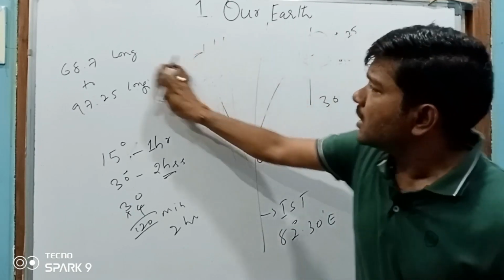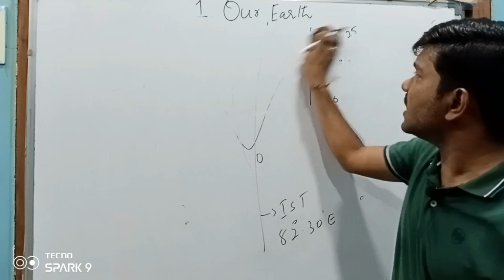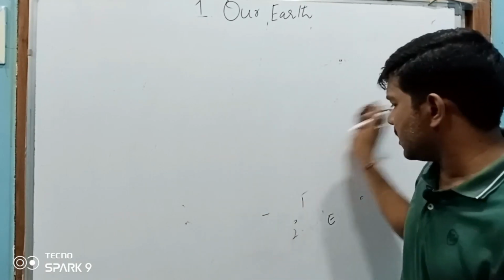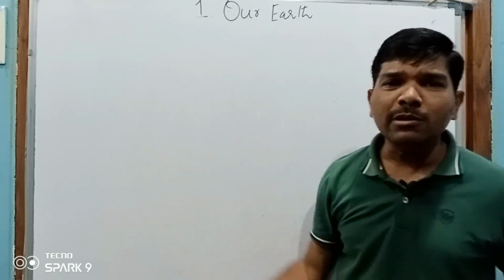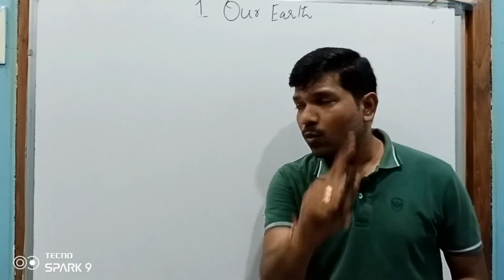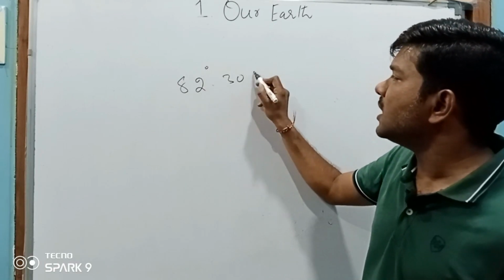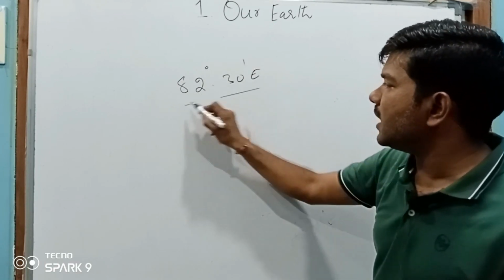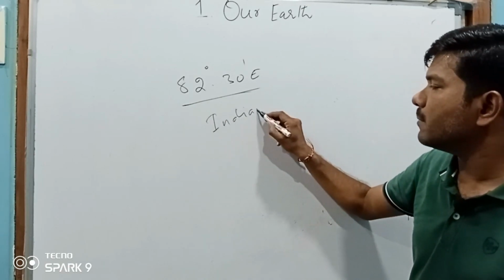But the sun rises at 5 o'clock in Arunachal Pradesh, and at 7 o'clock in Gujarat. To avoid all this, we follow only one time, that is 82 degree 30 minutes east longitude, which is called Indian Standard Time.